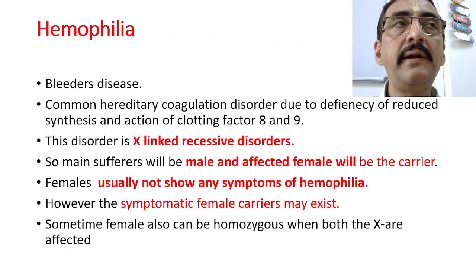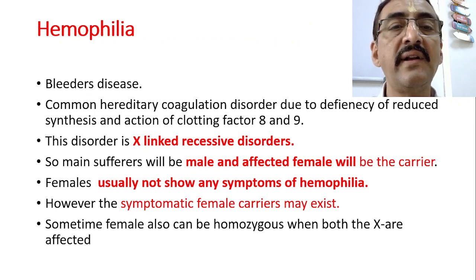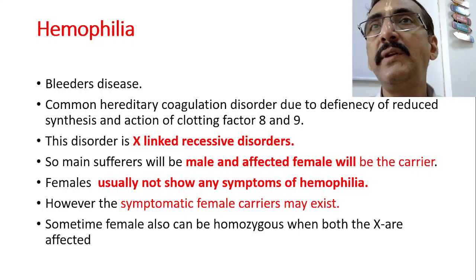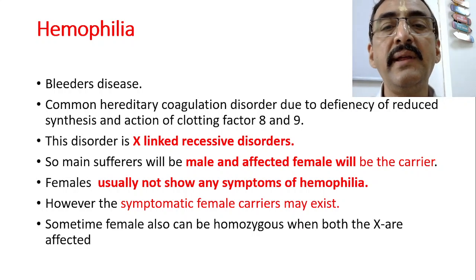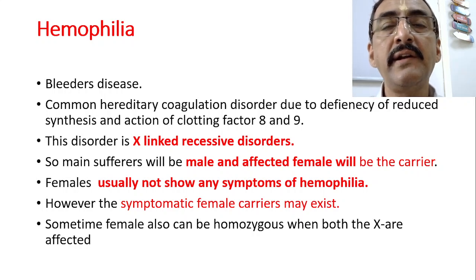The common hereditary coagulation disorders are due to the deficiency, reduced synthesis, or action of clotting factor 8 as well as 9. Clotting factors 8 and 9 both come under the purview of the intrinsic pathway. Basically, in hemophilia there are many types, but the most common are factor 8 deficiency and factor 9 deficiency. Factor 8 is also called hemophilic factor.